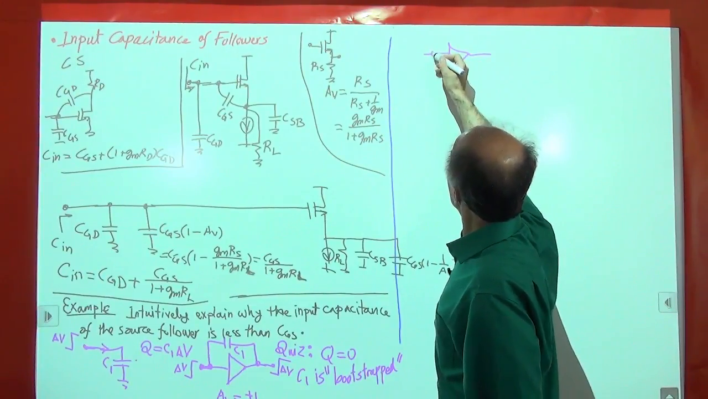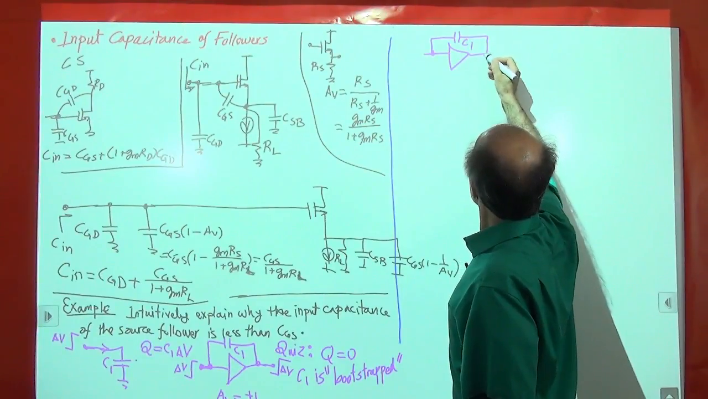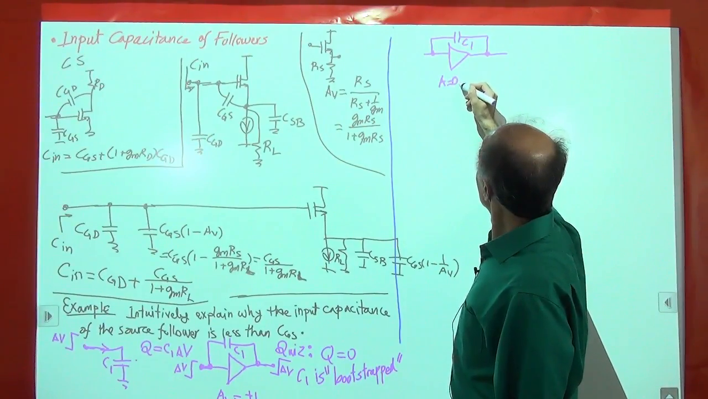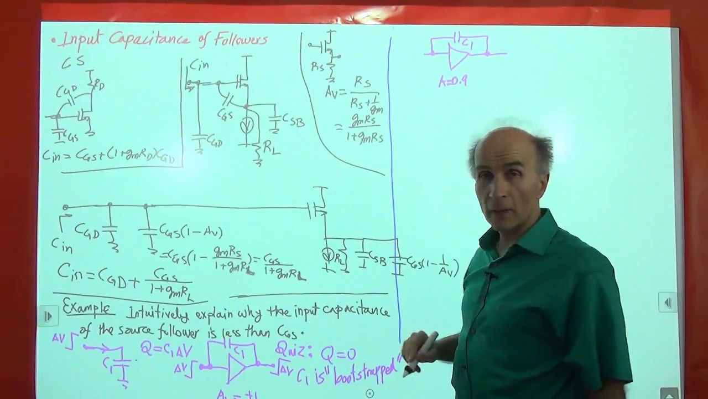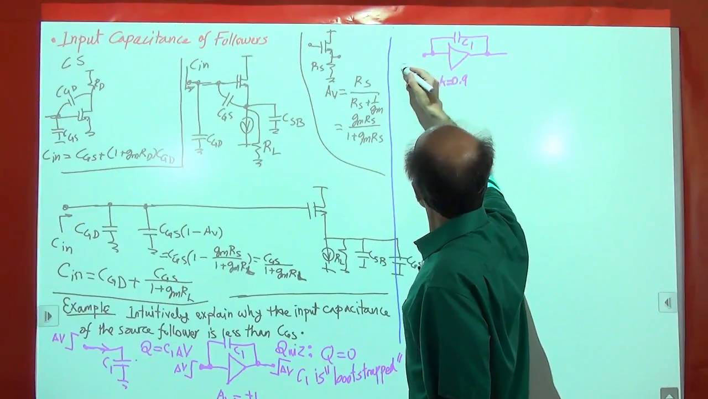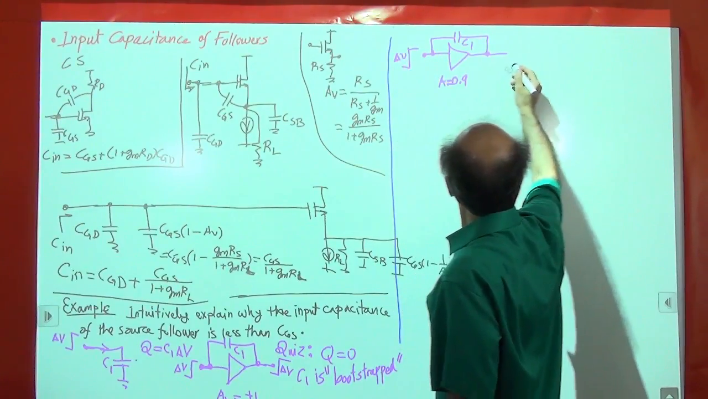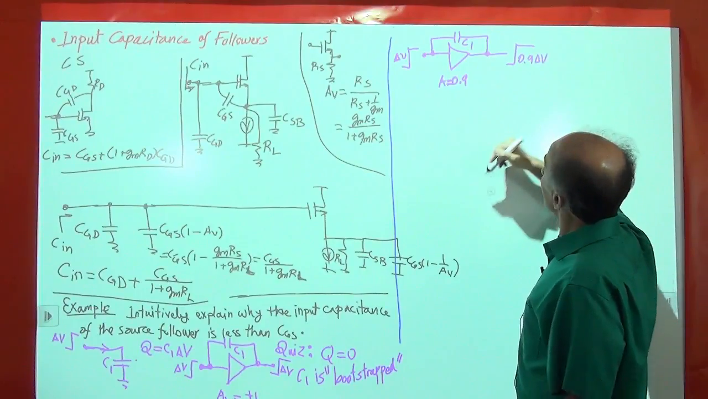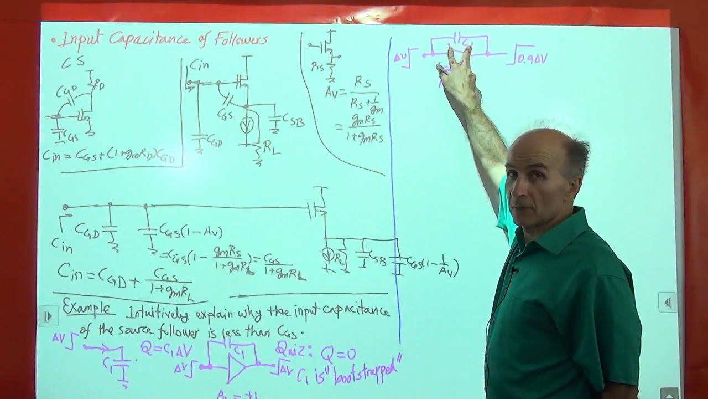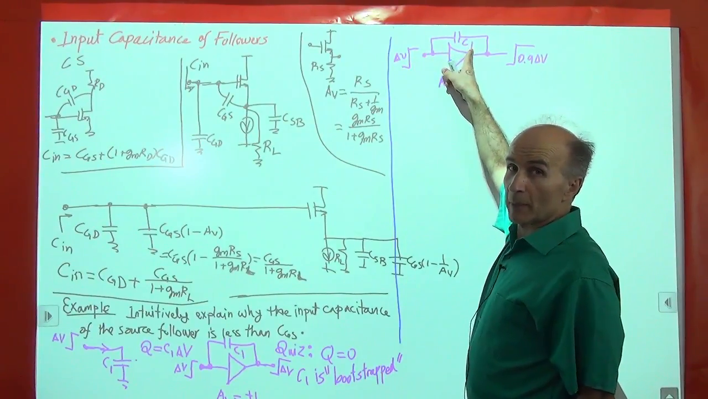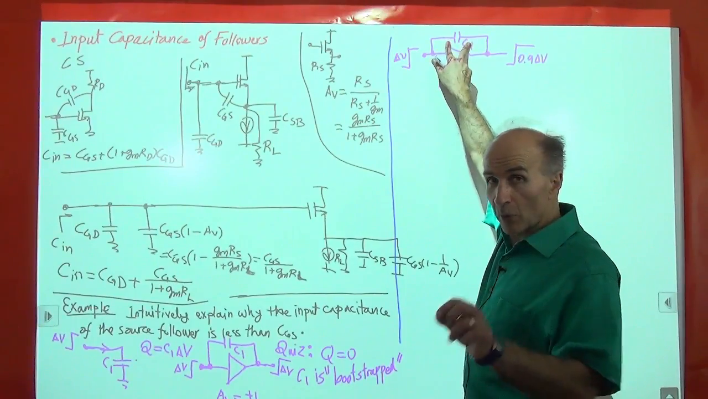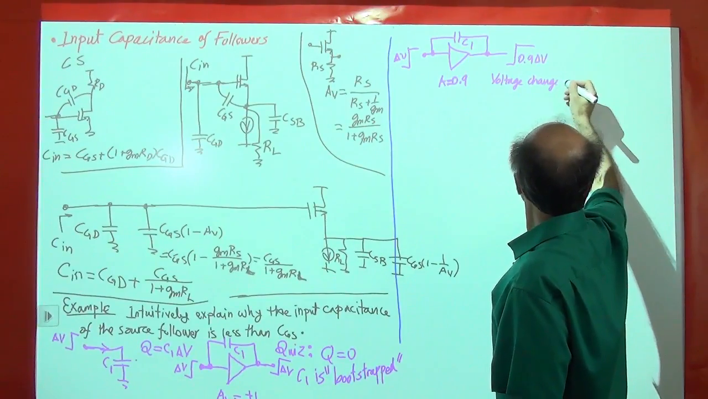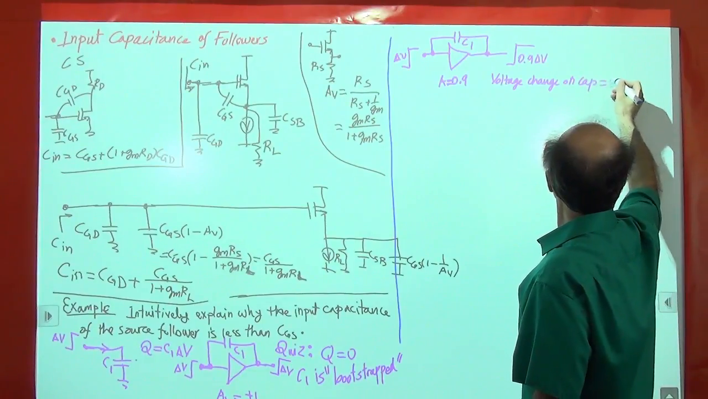So, an amplifier, a capacitor, C1, and let's say the gain of this amplifier is plus 0.9. Now what happens? Okay, I change this input by delta V. The output changes by 0.9 times delta V. So what's the change in the voltage of the capacitor? The left plate goes up by delta V. The right plate goes up by 0.9 delta V. The voltage change on the capacitor is 0.1 delta V.